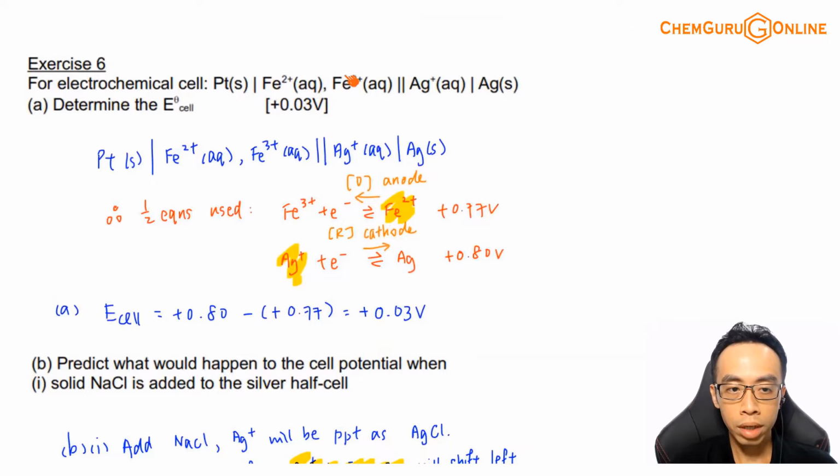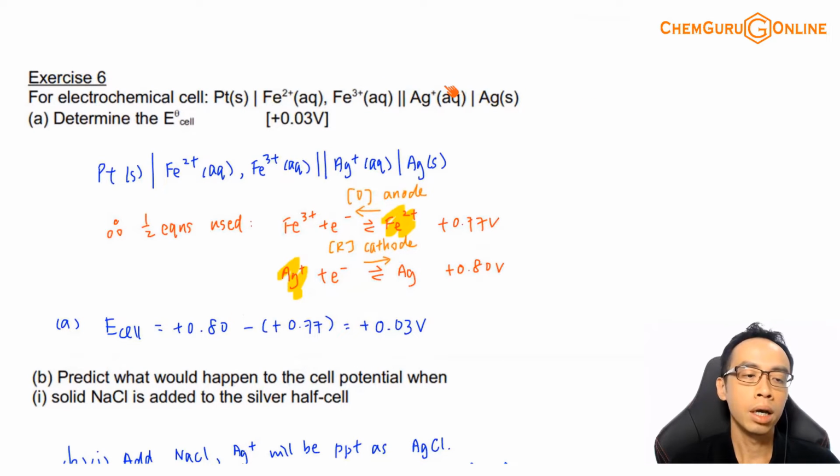Now, an electrochemical cell notation is given. I want to determine the Ecell, and choosing the relevant half equation for this is very easy. But before that, let us just comment on the cell notation. Remember, cell notation is standardized. We write down the oxidation half cell, salt bridge, followed by the reduction half cell.